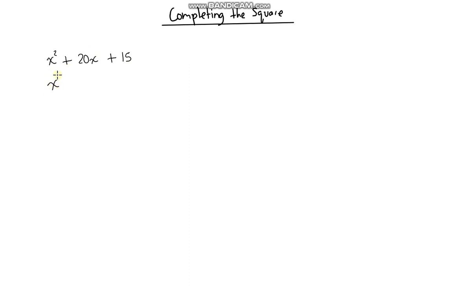So if we rewrite this, this is x squared plus 20x, and then let's leave a space and then write plus 15. Now in order to complete the square, hopefully you remember that we need to half the coefficient in front of x and then square it. So half of 20 is 10. 10 squared is 100, so I need to add on 100, and now I have a perfect square. But I can't just add on 100 willy-nilly. I also need to subtract 100 so that I haven't changed from the original expression.